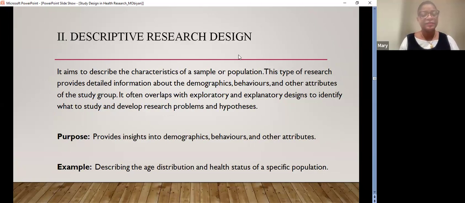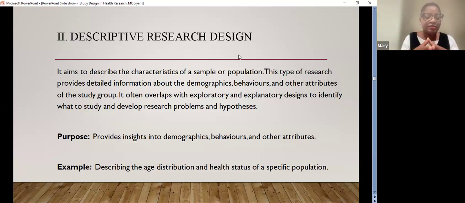Descriptive research design. This design describes characteristics of a sample or population. This type of research provides detailed information about demographics, behaviors, and other attributes. I'll also give an example here. Let me also mention that some experts group some of the research designs you see here under descriptive research design, for example, survey research design and observation research design. I didn't put it here, so I'm not talking about it.